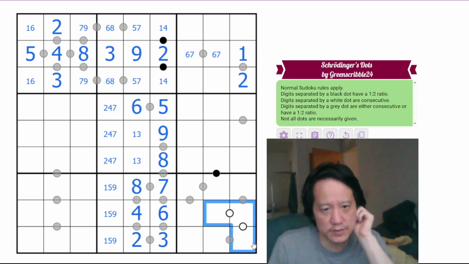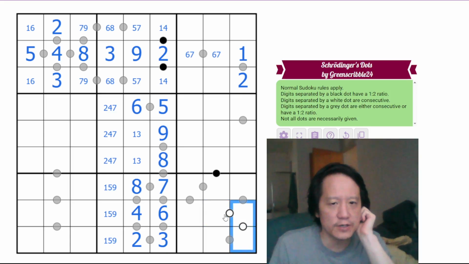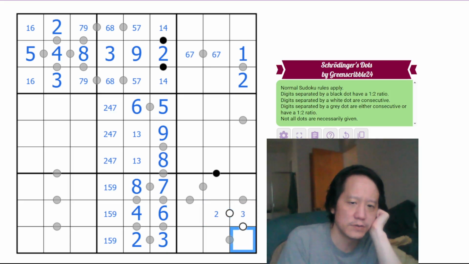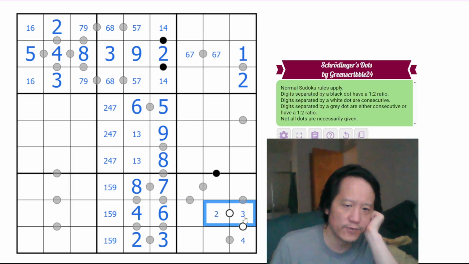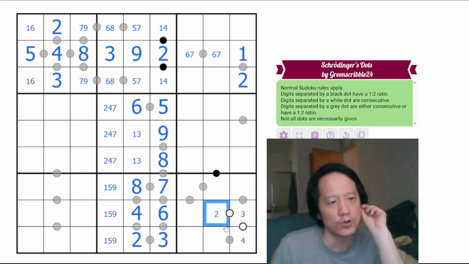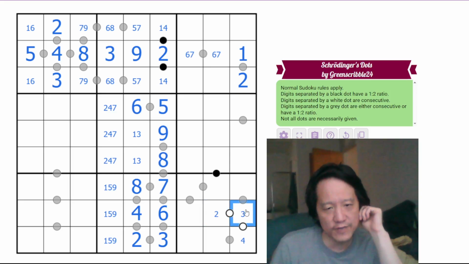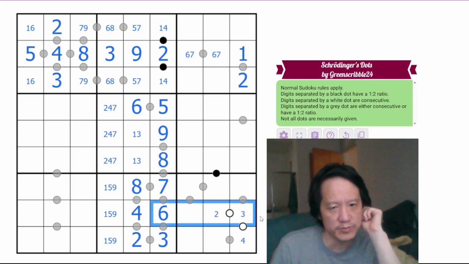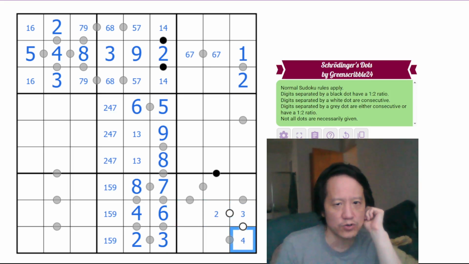What are the possibilities? There's no 1, 2, 3 either way. 2, 3, 4 could work if it's there. 3, 4, 5 does not work because 4 can't be the middle digit. 4, 5, 6 doesn't work because this can't be 4 or 6. And 5 would be here, but then it can't go to 4 or 6 here. 5, 6, 7 doesn't work because we can't have 6 in the middle. 6, 7, 8 could work. If this is 6, that's 7, that's 8. 7, 8, 9 could work.